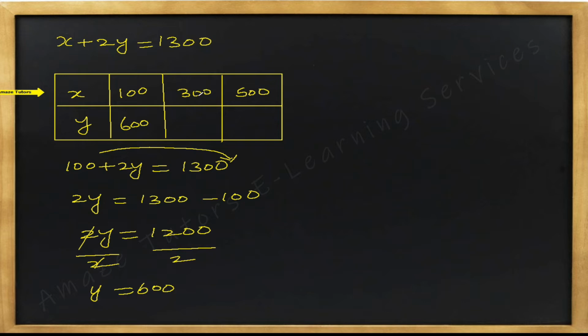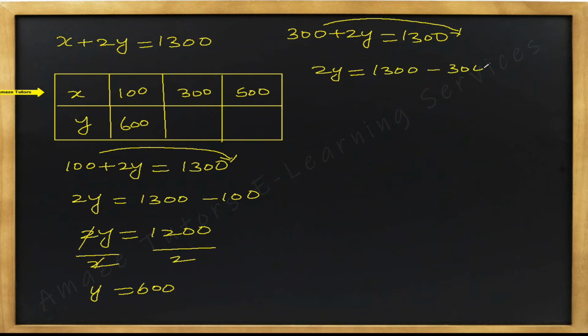Now let me consider the next value for x, 300. Substitute it in the equation. 300 plus 2y is equal to 1300. One more time, take the number to the other side, which will become minus 300. 1300 minus 300 is simply 1000. Divide both the sides by 2 to get rid of the coefficient 2. y is equal to 500. Let me fill it here.